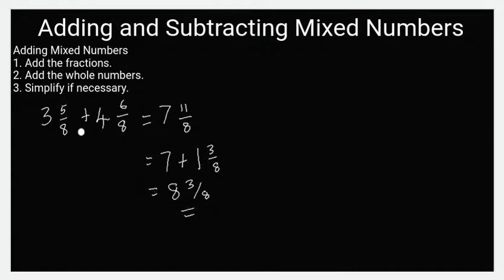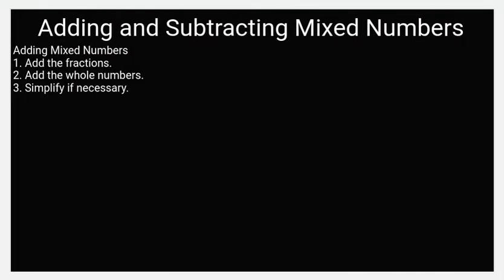Alright, so this is adding mixed numbers with the same denominator. We're going to try adding mixed numbers with different denominators. So let's say we have 8 whole number 1/3 plus 4 whole number 1/5.